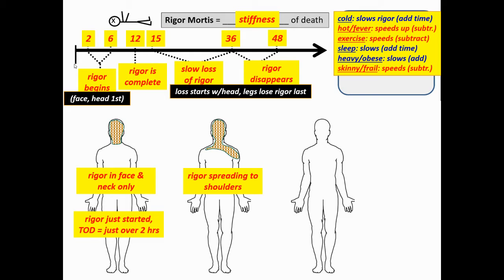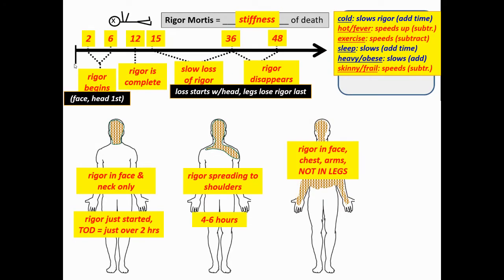And what if we find a corpse with rigor that is spreading to the shoulder muscles? Okay? Well, that means it's 4 to 6 hours. Okay? It's got to be something in between. 12 hours would be the whole body has rigor. So choose an in-between number.